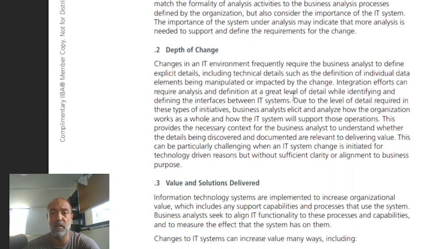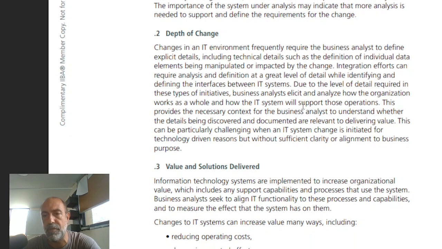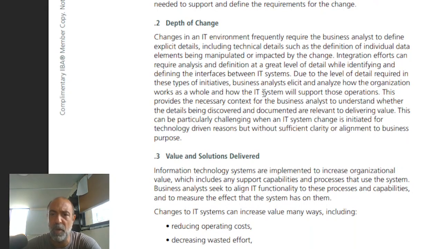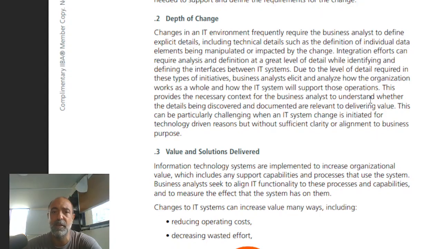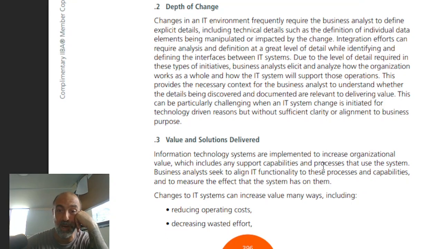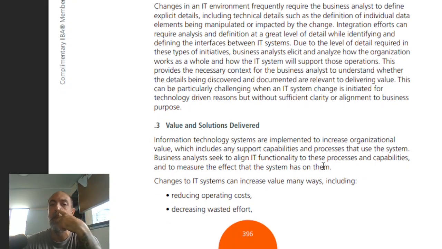Changes in IT development environment frequently require the business analyst to define explicit details, including technical details such as definition of individual data elements being manipulated or impacted by the change. Integration effort can require analysis and definition in a great level of detail while identifying and defining the interfaces between IT systems. Due to the level of detail required in these types of initiatives, business analysts elicit and analyze how the organization works as a whole and how the IT system will support those operations. This provides the necessary context for the business analyst to understand whether the details being discovered and documented are relevant to delivering value. This can be particularly challenging when an IT system change is initiated by technology-driven reasons, without sufficient clarity or alignment to business purposes.